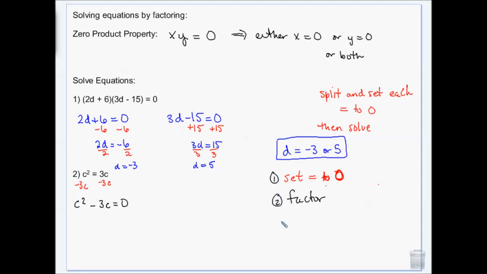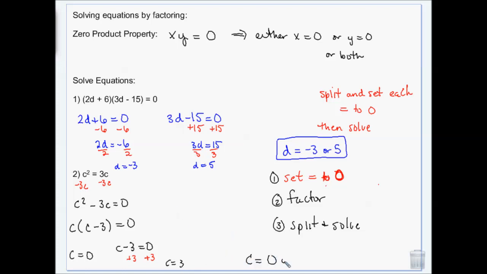So step 1 is set equal to 0. Step 2 is factor. Step 3 is split and solve. Factor, split, and solve, like divide and conquer. What can I take out of both of these? A c. Okay, so I have c times c minus 3 equals 0. So then I'm going to split it. c equals 0, or c minus 3 equals 0. Add 3 to both sides, so c equals 3. So my answer on this one would be c equals 0 or 3.